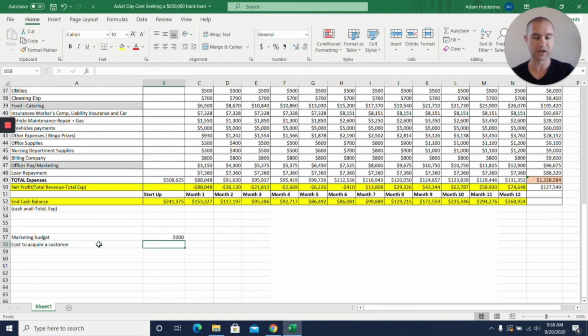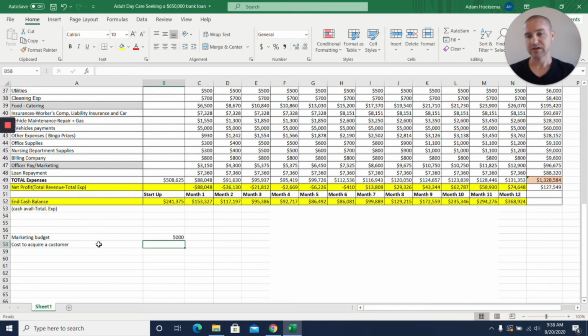And this is something you can Google. Try Googling how much does it cost to acquire a customer at a daycare, adult daycare or child daycare. If you can't find that, I would search how much does it cost to acquire an in-home healthcare customer, or some related industry, and you'll be able to find this.